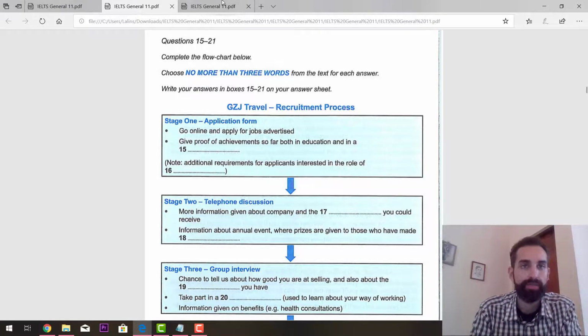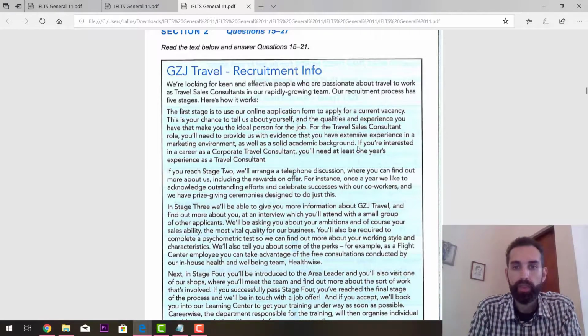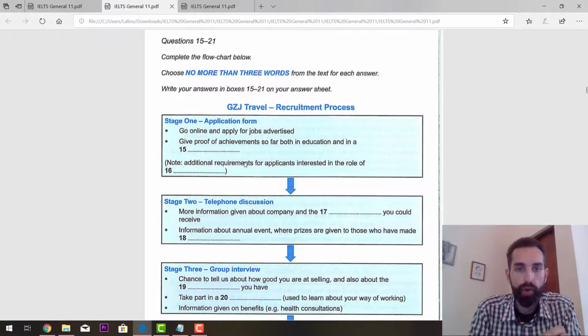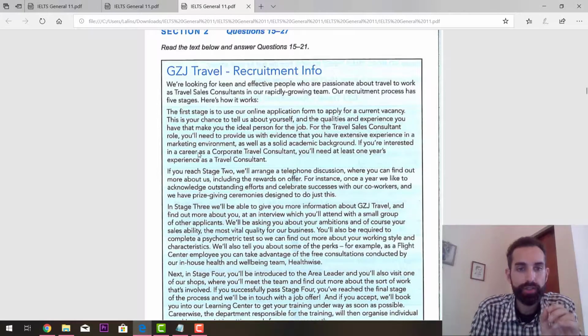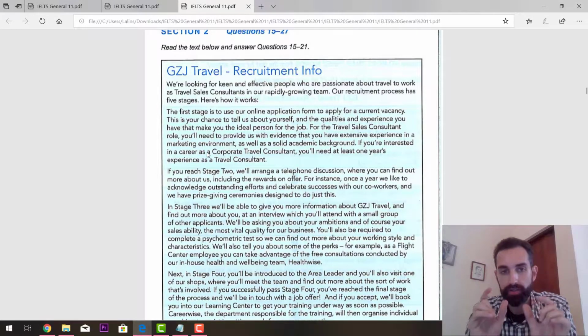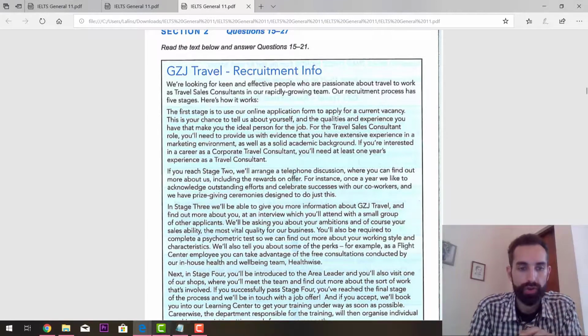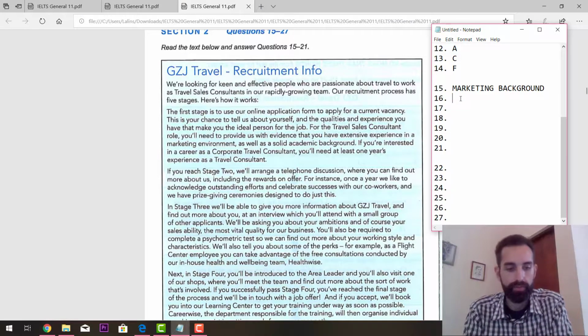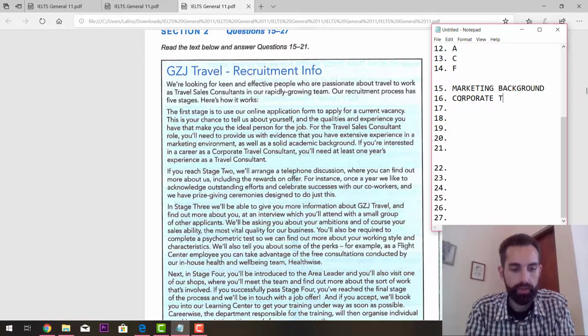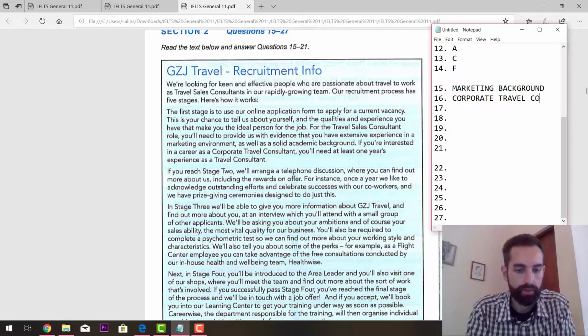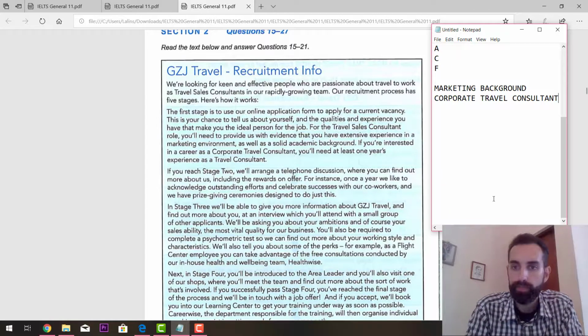So that one's done. So moving on from there, if you're interested in a career as a corporate travel consultant, you'll need at least 1 year's experience as a travel consultant. So these are 2 titles. So it's asking here, additional requirements for applicants interested. So you need to choose the role that requires the additional requirements, which would be, obviously, your answer: corporate travel consultant. Here we go. Corporate travel consultant.